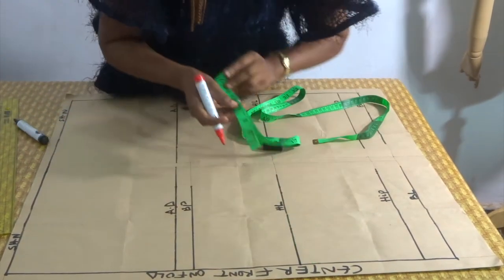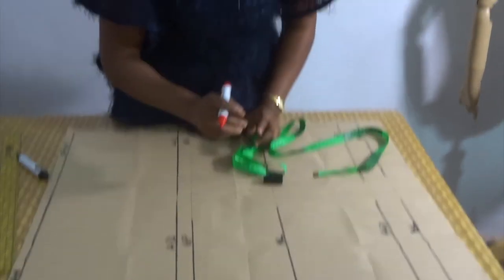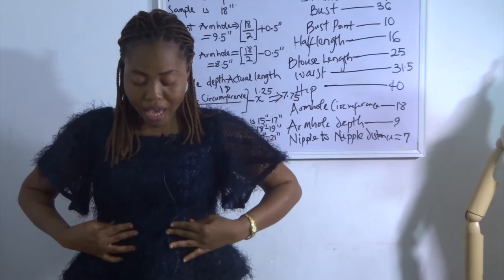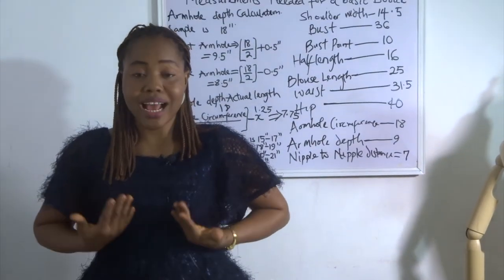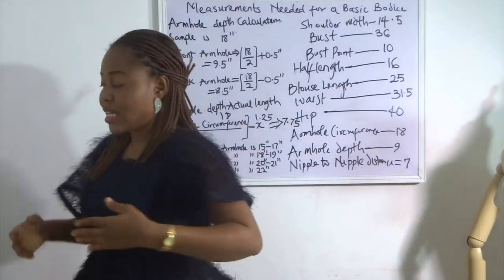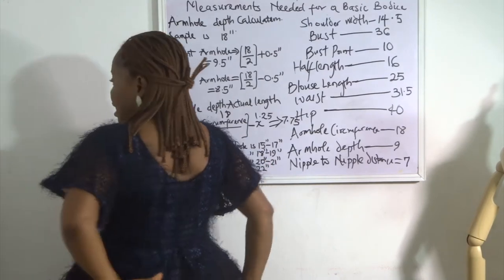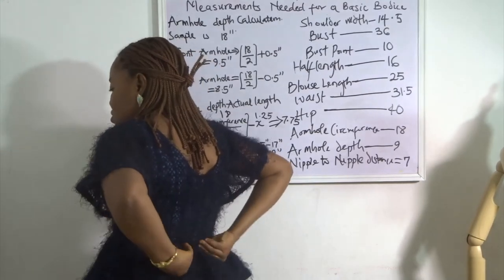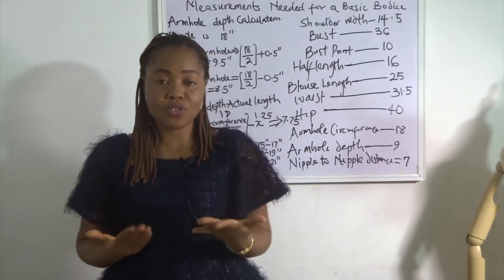Now I need to include the dart measurements. What the dart does is to make our clothes have a nicer curve, especially where there are slopes on our body. There's a slope of the underbust down to the stomach. There's a slope at the back which curves into the buttocks here. So you need to take in extra clothes to show a little firmness.